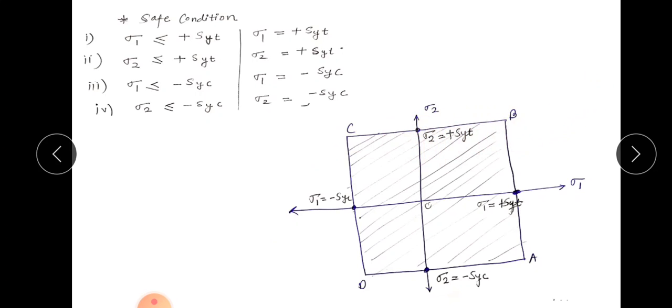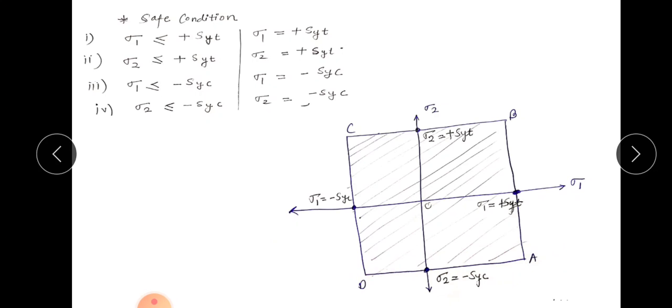Now similarly sigma 1 is equal to minus SYC, so minus SYC will come to this side. Mark a point, whatever the value of minus SYC, minus 100, minus 200, and draw a line parallel to the y axis and mark it as CD. Similarly for sigma 2 equal to minus SYC, plot this point accordingly, and draw a line parallel to the x axis, and you will get a line AD.